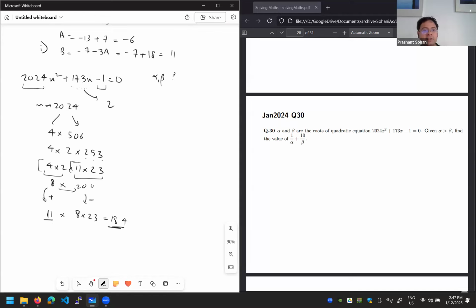So which means I can factorize this as plus 184x minus 11x minus 1. Okay, and you see the grouping will work correctly. So I'll get 184x common, and inside I'll have 11x plus 1.